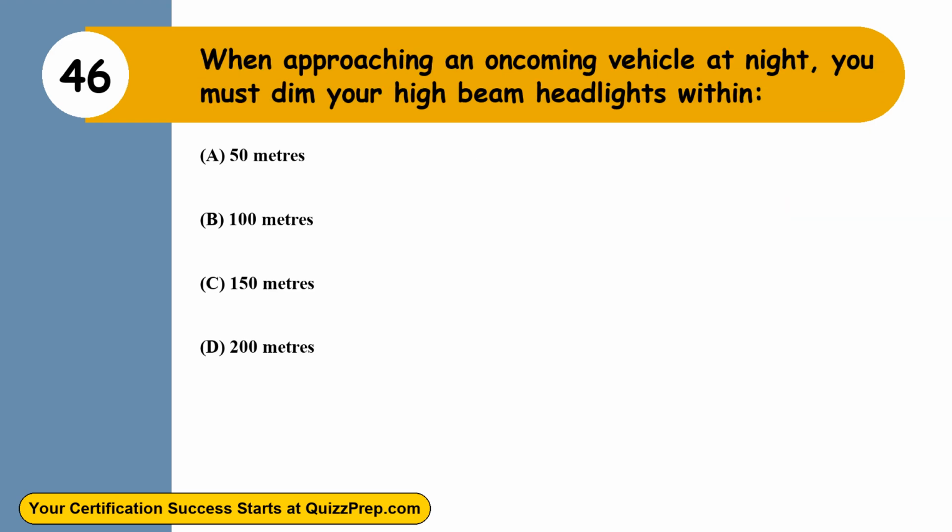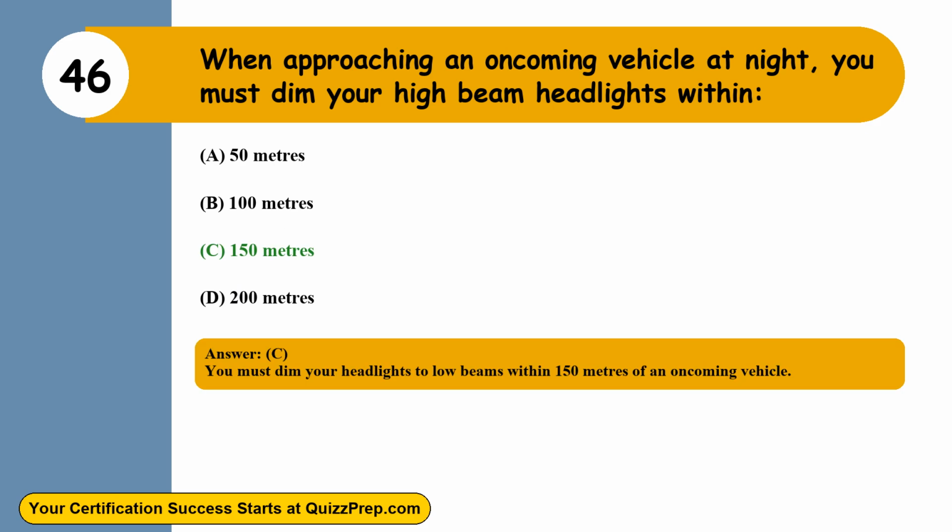Question 46. When approaching an oncoming vehicle at night, you must dim your high beam headlights within: Option A, 50 meters. Option B, 100 meters. Option C, 150 meters. Option D, 200 meters. The correct answer is option C, 150 meters. You must dim your headlights to low beams within 150 meters of an oncoming vehicle.